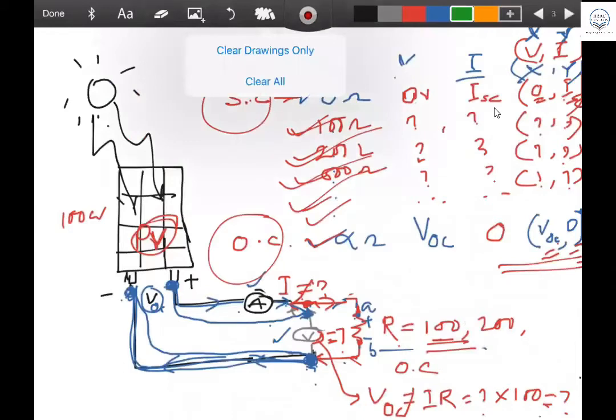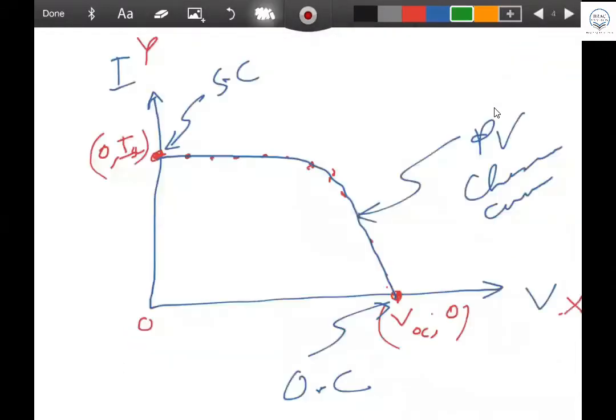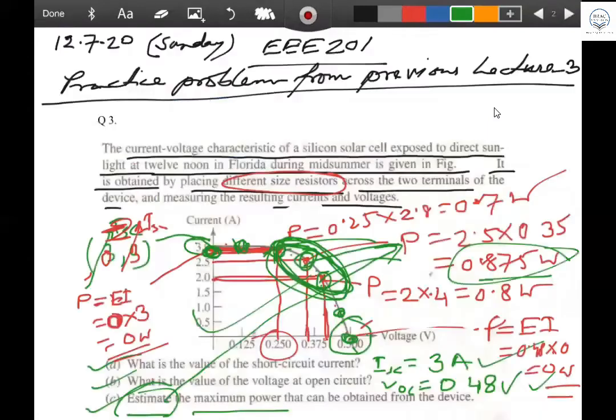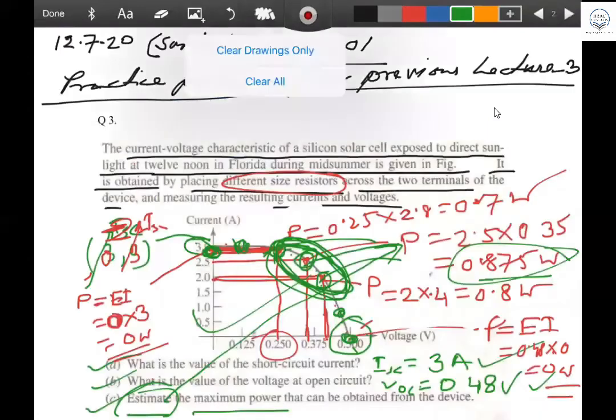Okay, done. Then this is done. Then this is also done. Yep, this is also done.